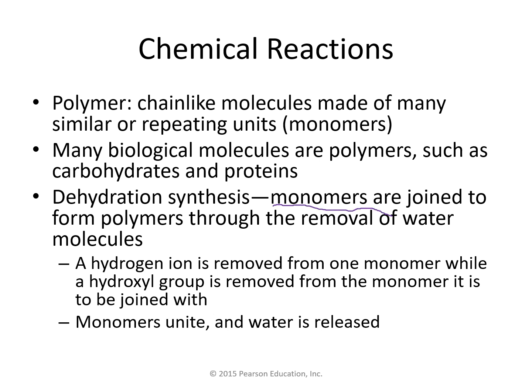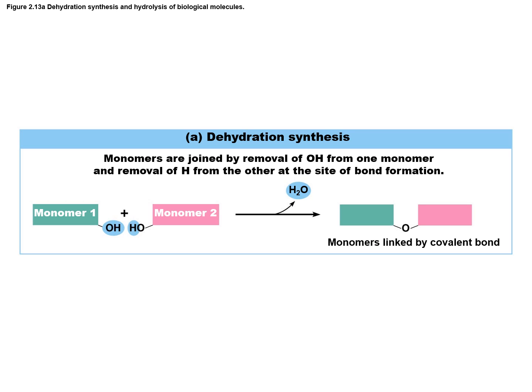In which we take a monomer and make a polymer, but we do that by actually removing water, right? And that's why it's called dehydration synthesis, because you're removing water to cause two monomers to be joined together. As you can see here, when these monomers unite, water is released. And this is a picture, and I love this picture.